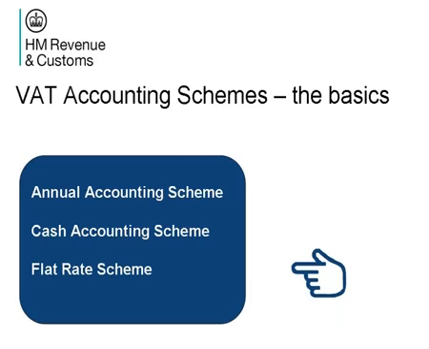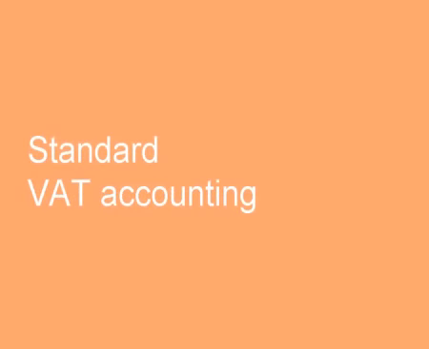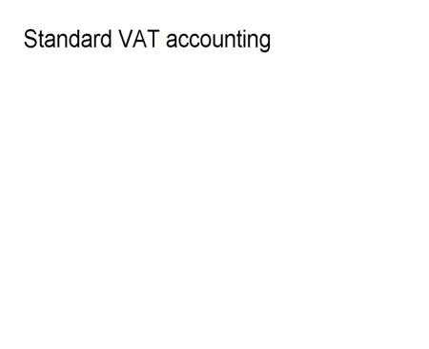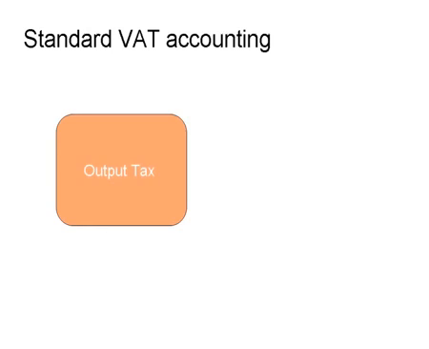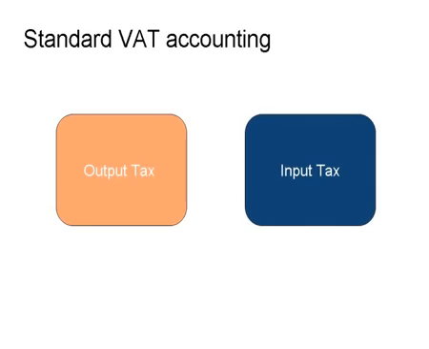I'll start the presentation with a reminder of how standard VAT accounting works. If you use standard VAT accounting, you'll pay VAT on any invoices you've issued, even if you haven't received the payment from your customer. And you'll reclaim VAT on any invoices you've received, even if you haven't yet paid your supplier. VAT is charged at the appropriate rate when a VAT-registered business sells to either another business or to a non-business customer. This is called output tax. When VAT-registered businesses buy goods or services, they can generally reclaim the VAT they've paid, and this is called input tax.